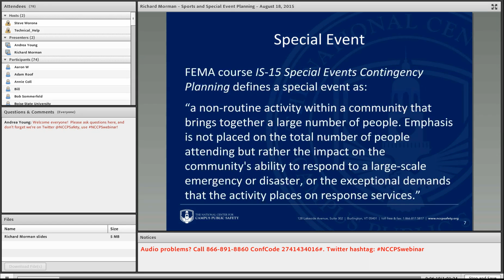Here's another definition, and this is the first resource I want to point you to. It's a FEMA course, IS-15 Special Events Contingency. There's actually two different versions of this. It's available online. One version is geared toward law enforcement, but I would encourage you, even if you're in emergency management, fire service, or just event planning, to maybe look at both versions. They're very similar. But I put this slide up here only because the definition is a little bit different in that it places an emphasis on the impact that the event brings to a community, not necessarily the number of people attending. So even though they're two different definitions, I think they're both important to understand.